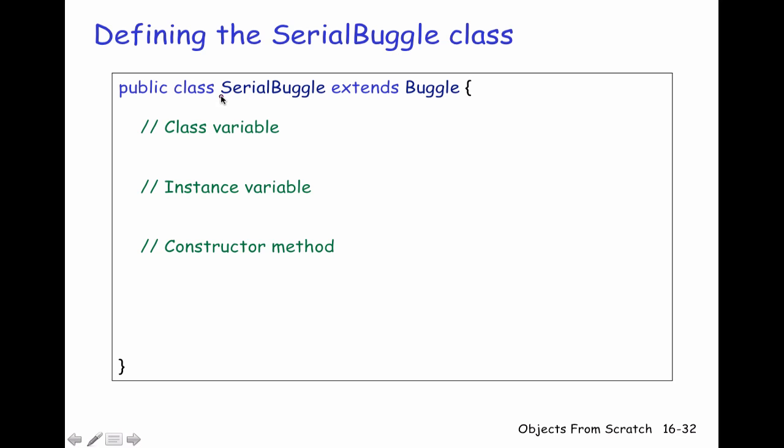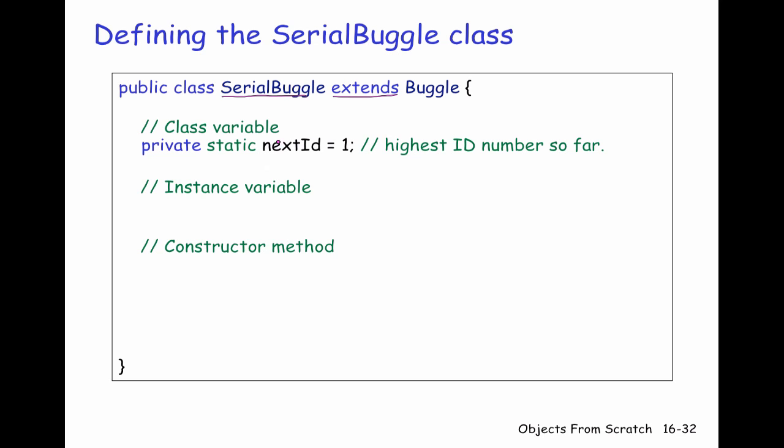First, we're going to define a class SerialBuggle by extending the existing Buggle class. That is, SerialBuggle is going to be a subclass of Buggle. And the SerialBuggle class is going to need a place to store the next ID that we are going to allocate. And so we're going to use a class variable for this purpose.